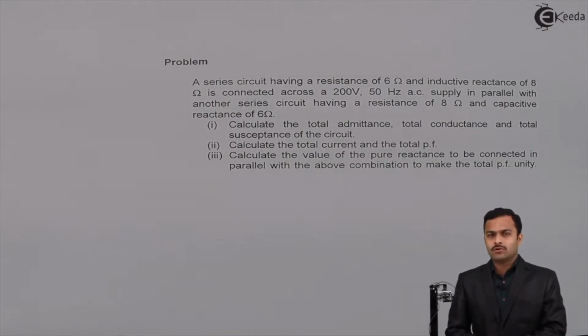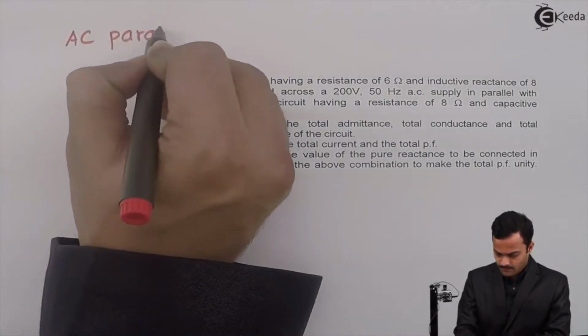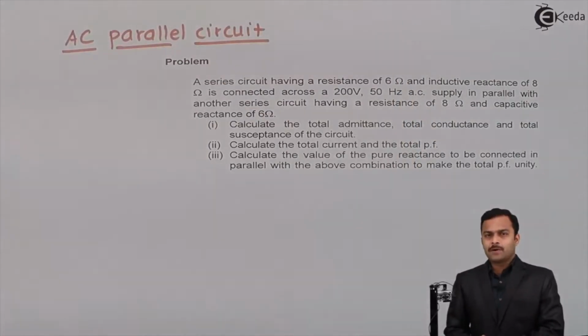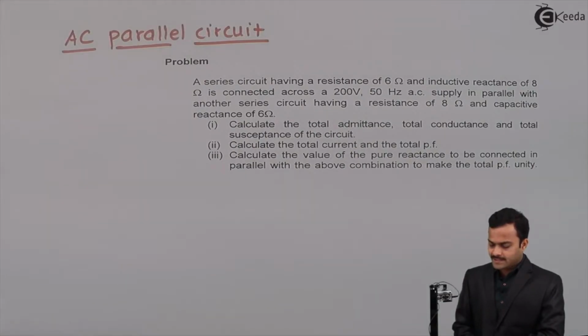In this video, we are going to solve a problem based on AC parallel circuits. The statement of the problem is like this. A series circuit having a resistance of 6 ohm and inductive reactance of 8 ohm is connected across a 200 volt 50 Hz AC supply in parallel with another series circuit having a resistance of 8 ohm and capacitive reactance of 6 ohm. Calculate the total admittance, total conductance and total susceptance of the circuit.